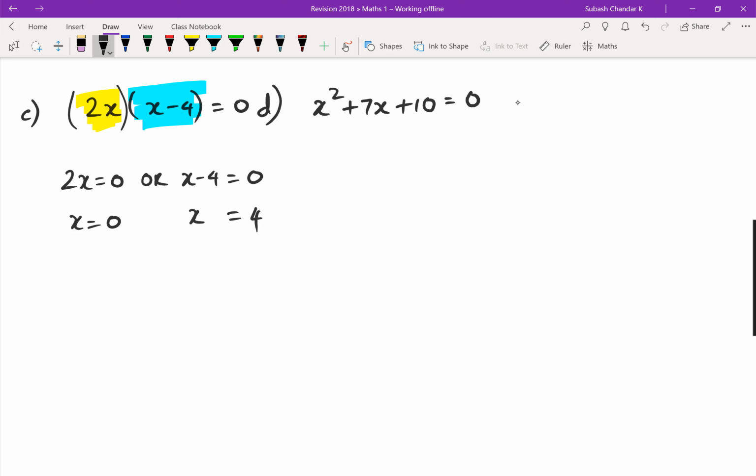Those are your two answers. So x is equal to 0 or x equals 4. That's for C. When you go to a question like D, you need to factorize. I'm going to show you guys two ways to do this.